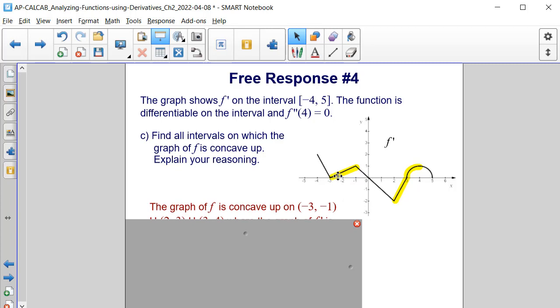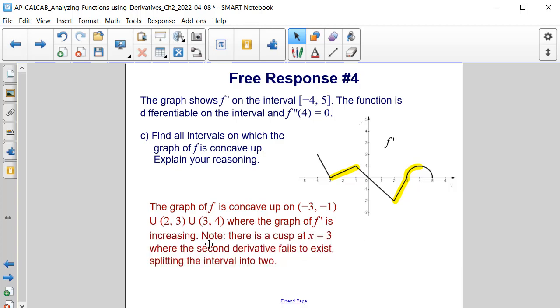So it's going to be from -3 to -1 in union with 2 to 3, and then in union with 3 to 4, and again, where the graph is increasing. It's important to note that we have this cusp at x equals 3 where the second derivative fails to exist. That's why we needed to split this section into two separate intervals, because we have two separate pieces and there's a corner or a cusp at this point.